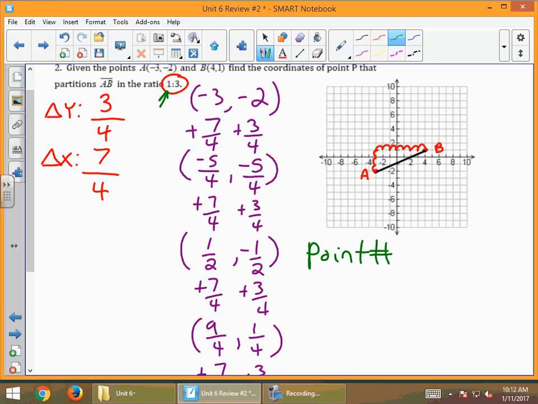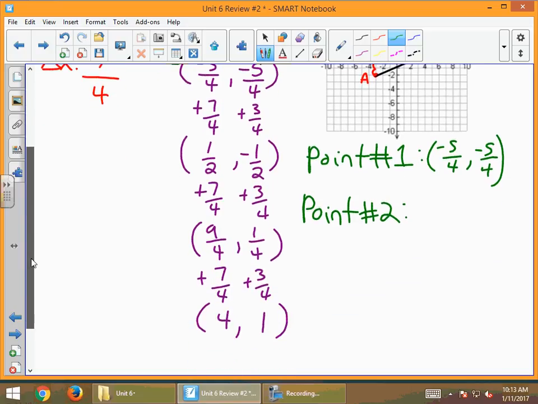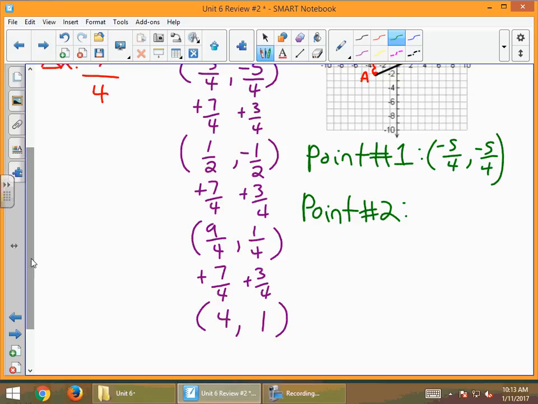So point 1 and point 2. All right, point 1. If I go to my first point, make 1 jump, I come to, boom. There's my first point. That will satisfy that partition. So -5/4. The second one means I have the last number. I go to the last number, and how many jumps do I do here? It's also 1. So I go here, do 1 jump. There's my second one. 9/4 and 1/4.